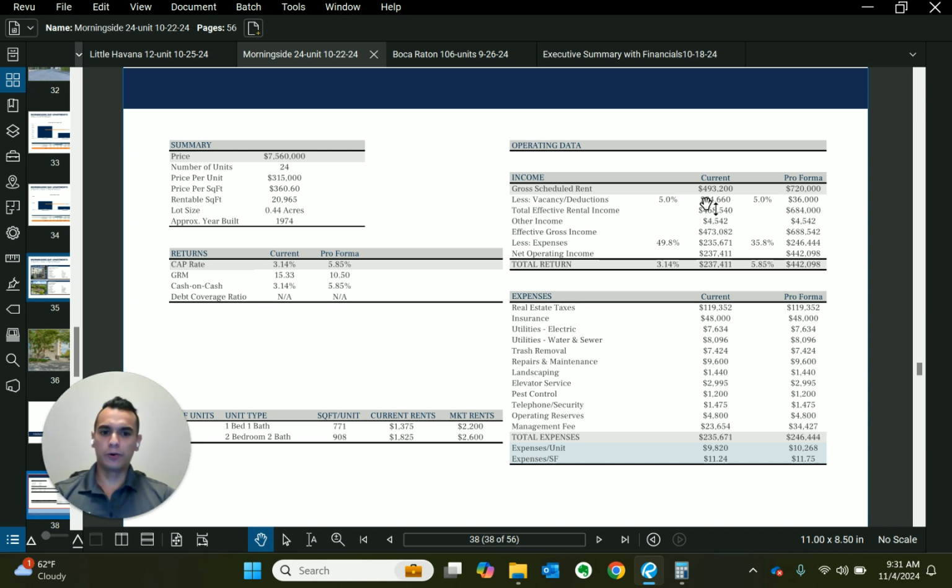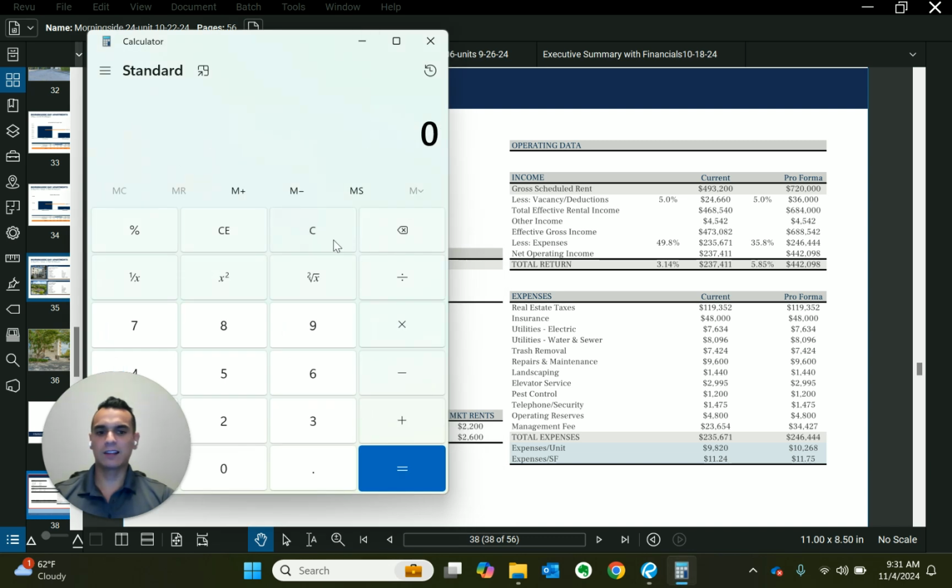What else do I look for? I do look for how accurate this net operating income number is. Now, of course, brokers are known for underestimating the expenses to make the NOI, and therefore the cap rate, look better. A quick check you can do with this is bringing this calculator back up.